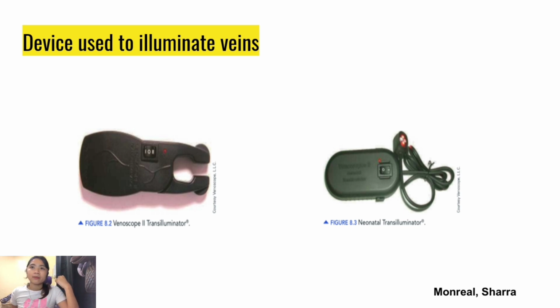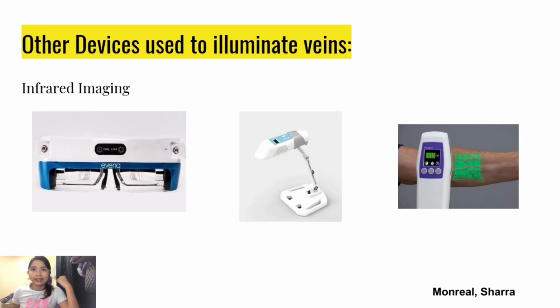So these are the examples of infrared imaging. This is an alternative to high intensity light. Infrared imaging shows the contrast between the veins and arteries and the surrounding tissue. So yung hemoglobin natin, sila yung nag-a-absorb ng infrared light. So the vessels containing blood will appear darker when the image is projected.